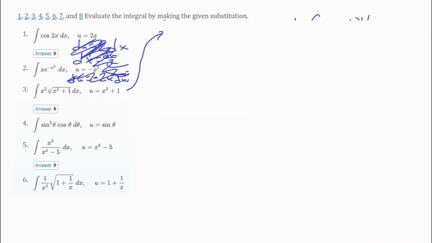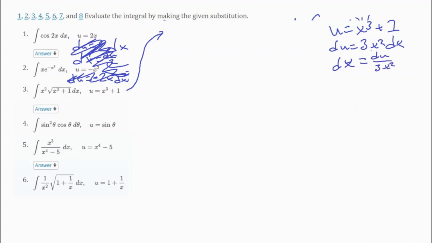All right, so let's take a look at number 3. So number 3, we have x squared multiplied by the square root of x cubed plus 1. So this is going to be a little bit like the same thing. We're going to use the same rules. So what's u? We're already given u. It's going to be x cubed plus 1. And that means du is going to be 3x squared dx, which means dx is going to be equal to du divided by 3x squared.